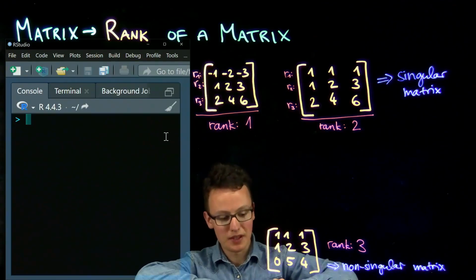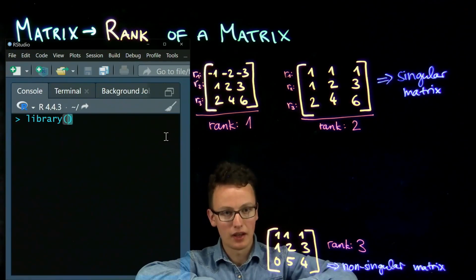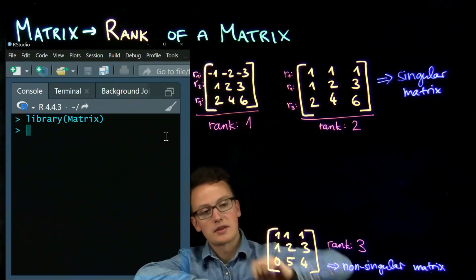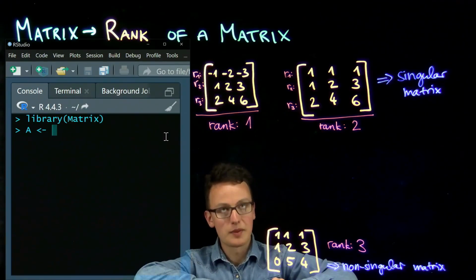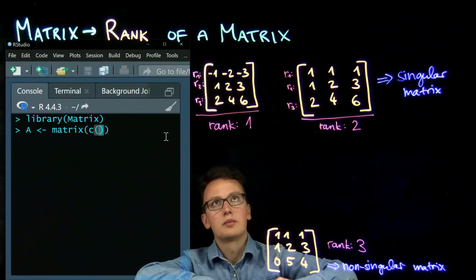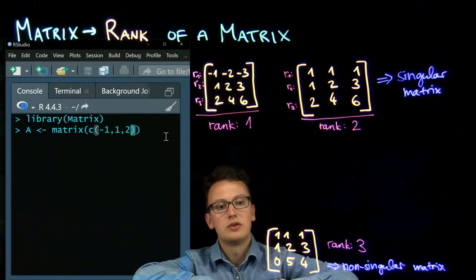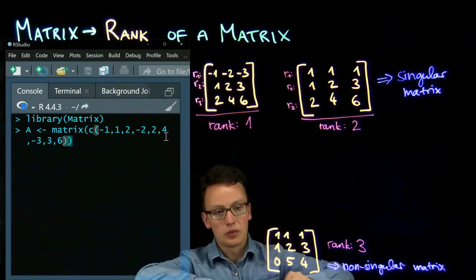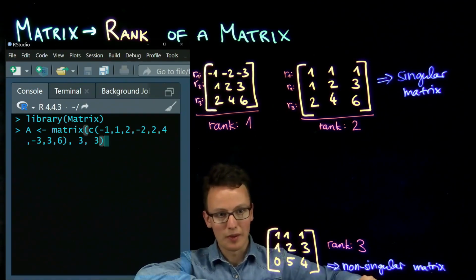First, in order to be able to use that function, we have to load a library, which is called Matrix. Once that's done, we are ready to roll. So let's maybe first consider this one. We'll define this matrix and call it A. It has which entries? It has the entries going column by column, as always, -1, -1, 1, 2, -2, 2, 4, and -3, 3, 6. And we shouldn't forget to define the dimensions, which are 3 by 3.